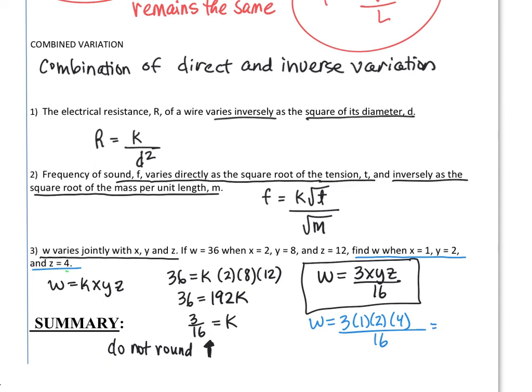Let's see. 3 times 2 times 4 divided by 16. I believe that simplifies to 3 halves. You can double check that for me. All right. We are finished.